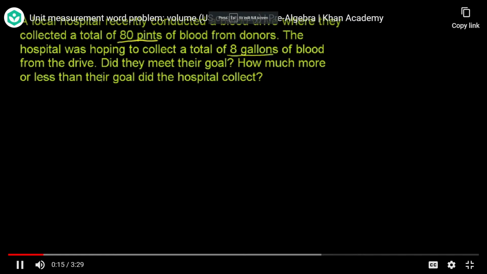Did they meet their goal? How much more or less than their goal did the hospital collect? So really, they collected 80 pints. We just need to figure out how many gallons that is, and then say, well, is that going to be more or less than 8 gallons? So we start with 80 pints, and we can take it step by step.